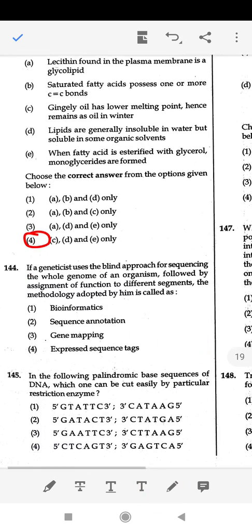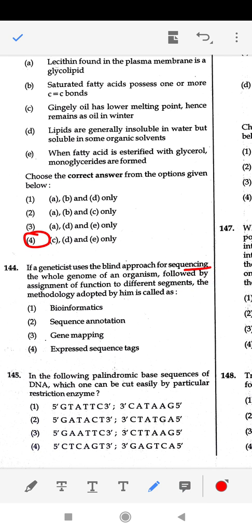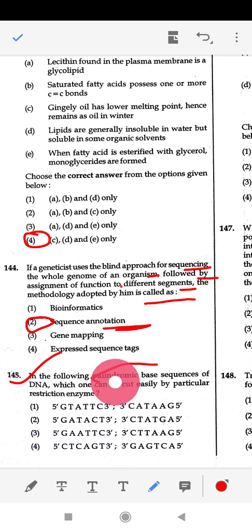Next is, if a geneticist uses the blind approach for sequencing the whole genome of an organism, followed by assignment of function to different segments, the methodology adopted by him is called as? Answer 2, that is sequence annotation. In the following palindromic base sequence of DNA, which one can be cut easily by particular restriction enzyme? 3 option will be the right one.